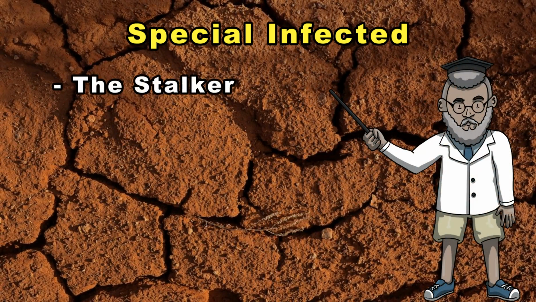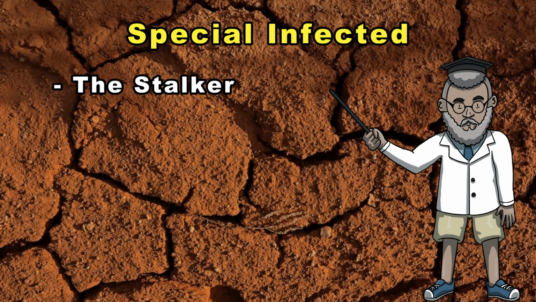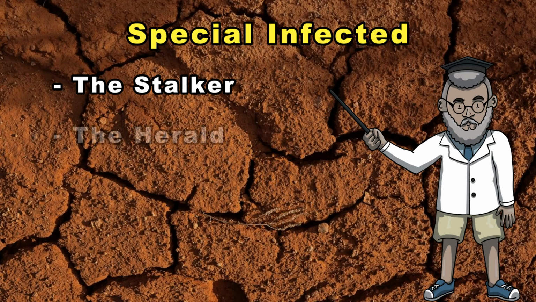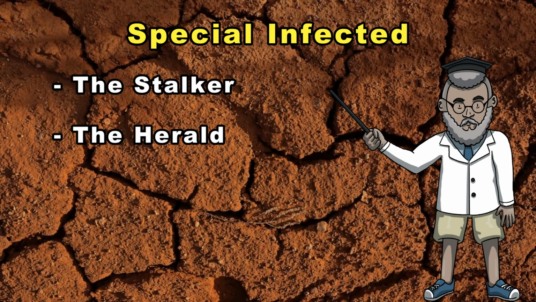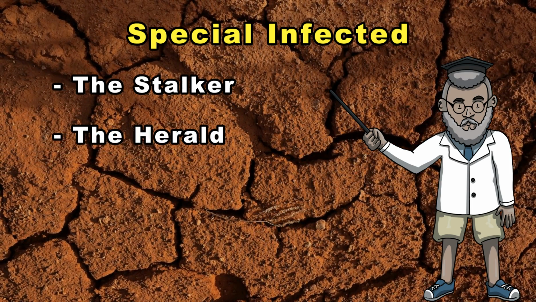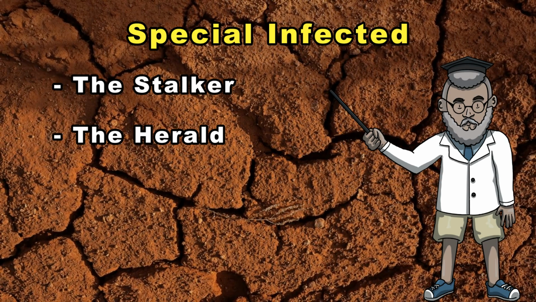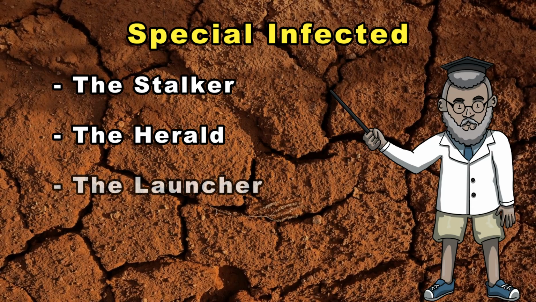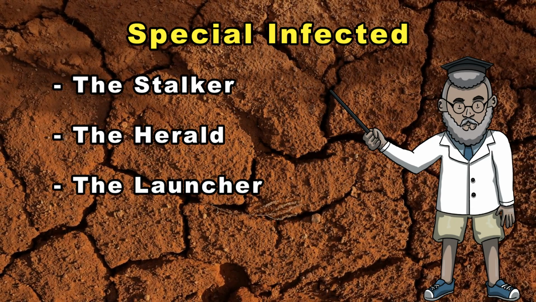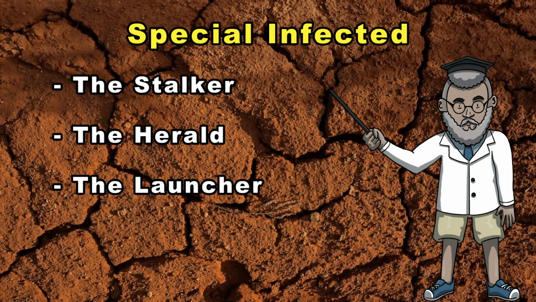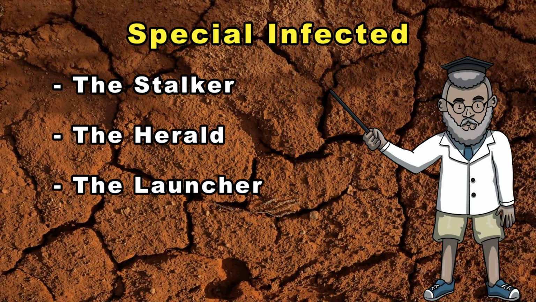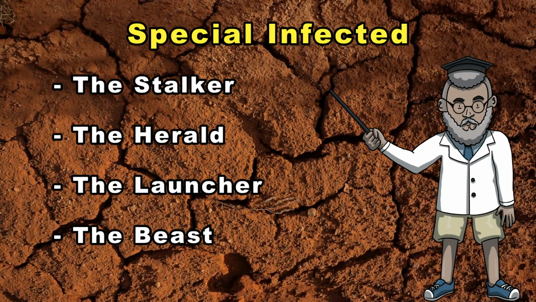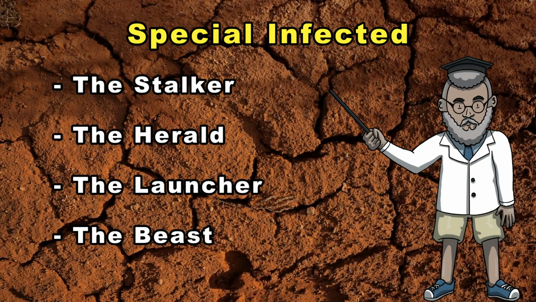The Stalker. This is a cunning and stealthy creature that strikes from the shadows, and usually has very good mobility. The Herald. This is a support type monster which attracts its fellow zombies towards any survivors, and usually has some kind of debuff it can apply to its foes. The Launcher. This is an undead variant that has some kind of ranged or thrown attack, usually striking from high ground. And then the Beast. This is the charging, aggressive ball of muscle that smashes through anything in its path.